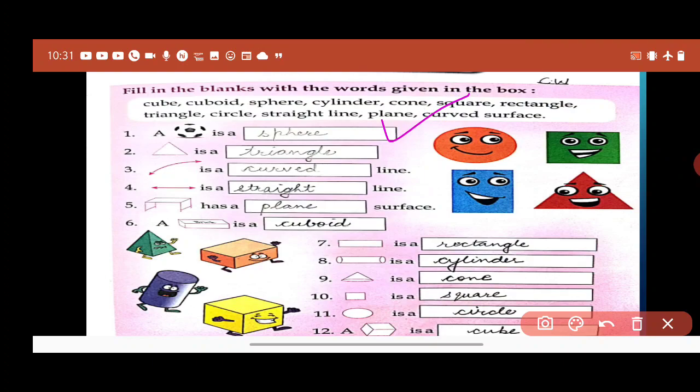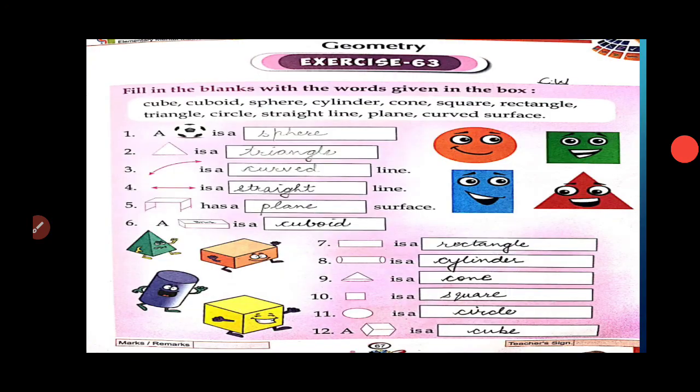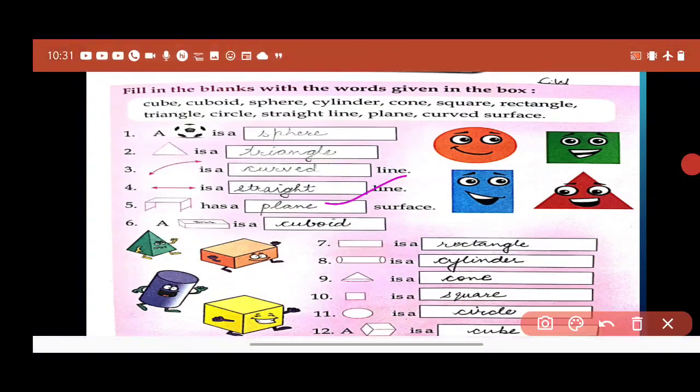The third, a line is being made. Which type of line is it? A curved line. The fourth is a straight line. Let's move on to the fifth. See, it's a table being made, and a table has a dash surface. A table has a plane surface, right children? Write down plane over here. Then a brick. What is a brick? Brick is a cuboid. We've just learnt that, right? The seventh one, it is the shape of a rectangle. Write down rectangle over there.